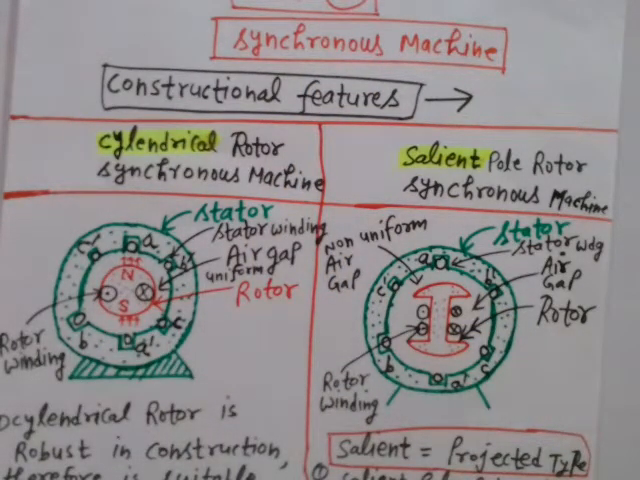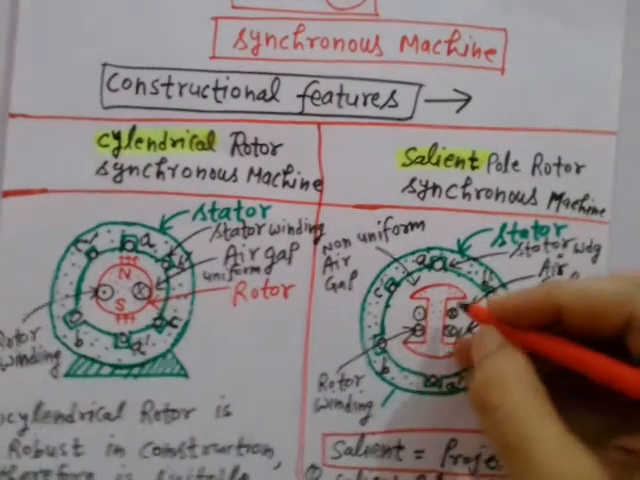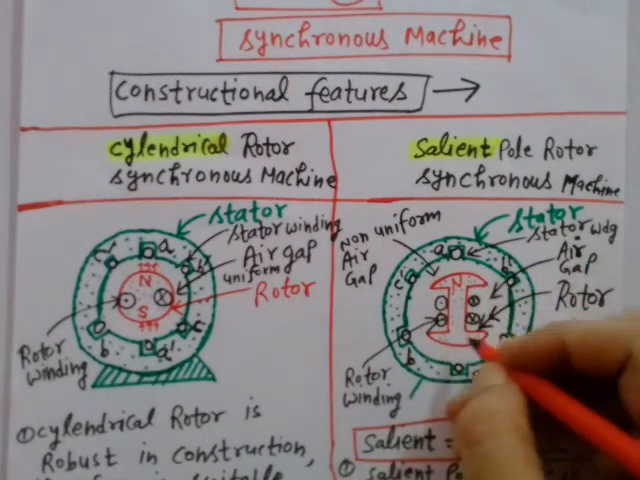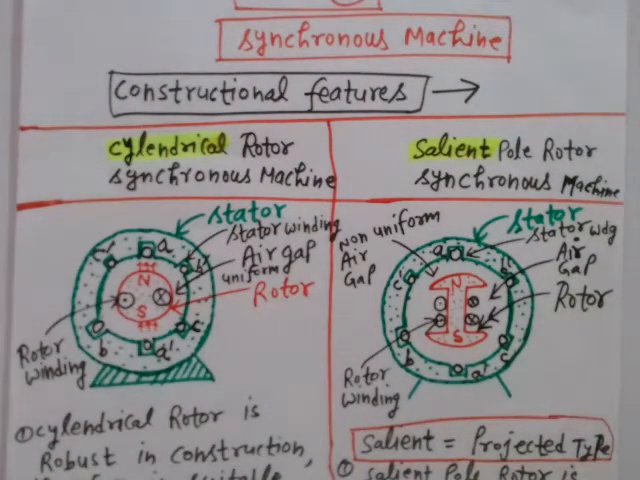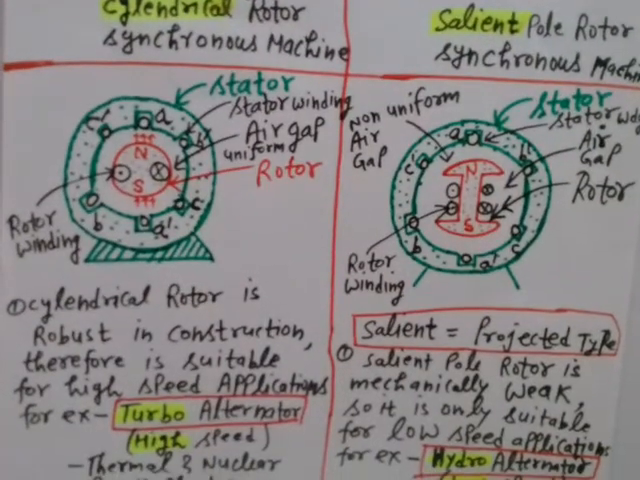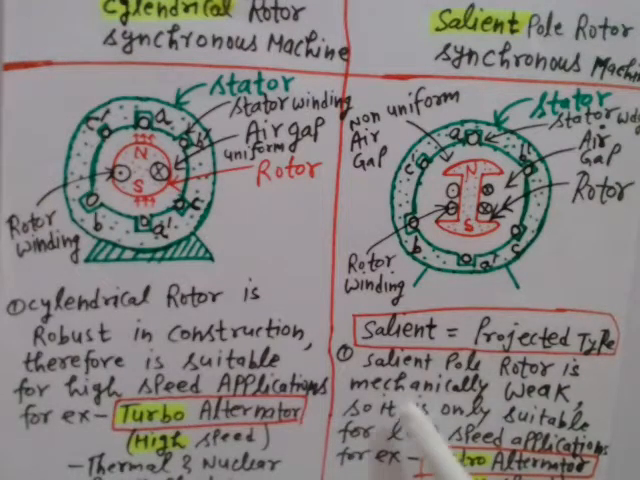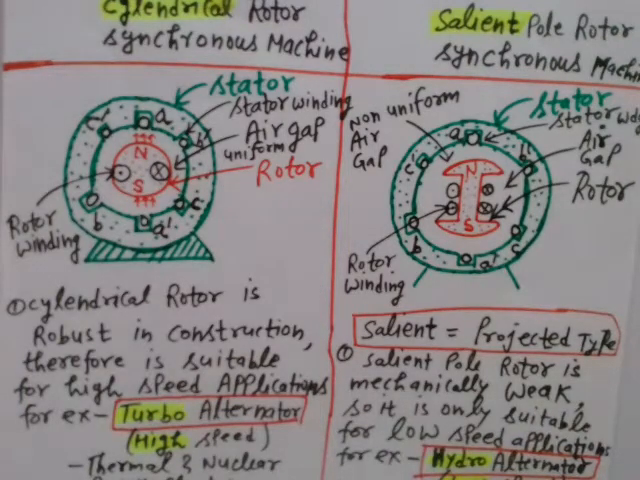So where is the north of the rotor? It is in the direction of the thumb. That means this is the north, and the opposite pole is south. So now have a look at it. Here the salient pole rotor is mechanically weak. The salient pole rotor is mechanically weak. Why is it mechanically weak? Just have a close look at the rotor structure.